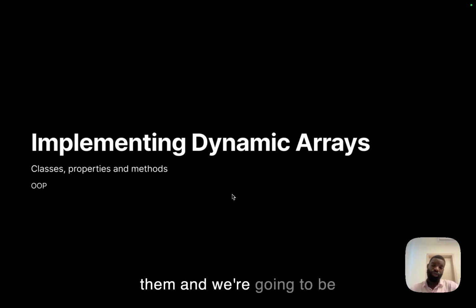And now that we have a fair understanding of what dynamic arrays are, let's look at how exactly we'd be implementing them. We're going to be borrowing the concepts within object-oriented programming. So we'll treat dynamic arrays as a class, and then the various features we'd want our dynamic array to have as the properties and methods.